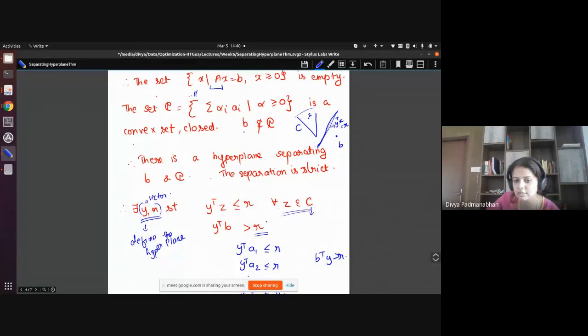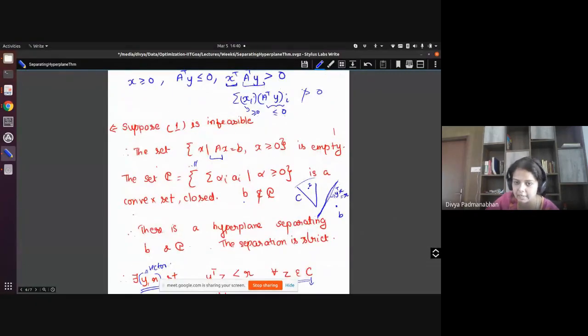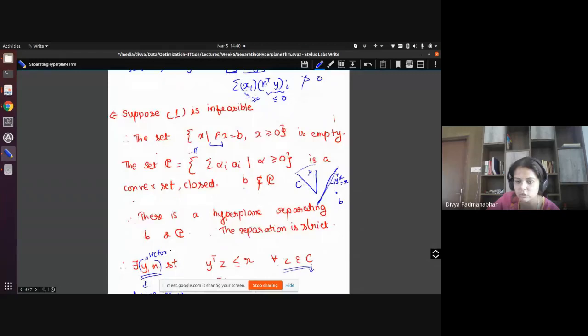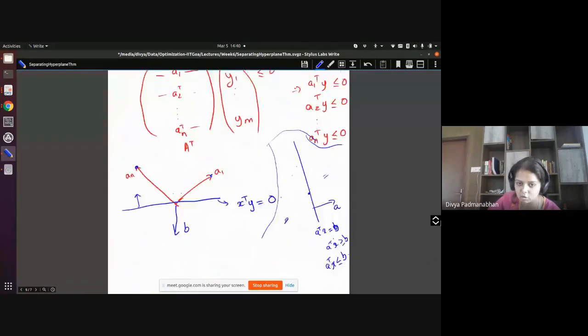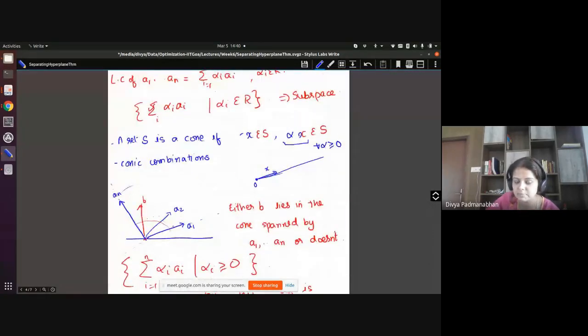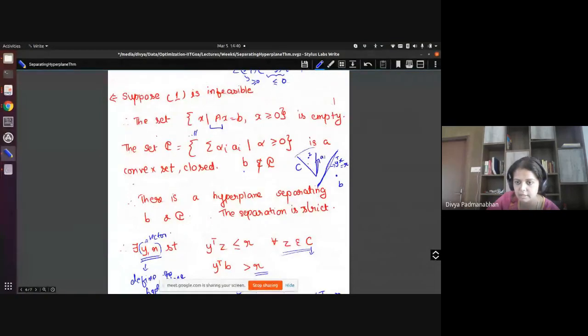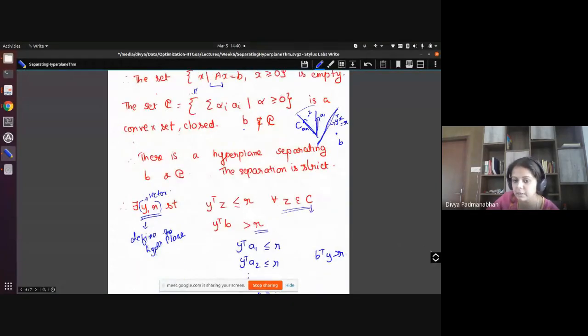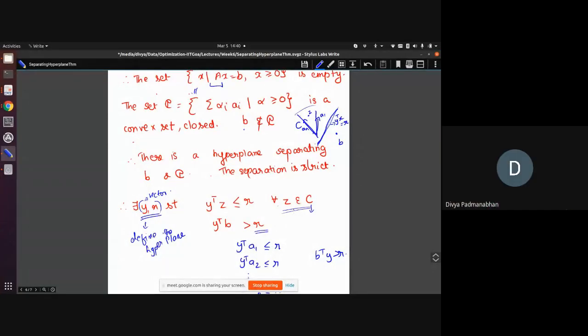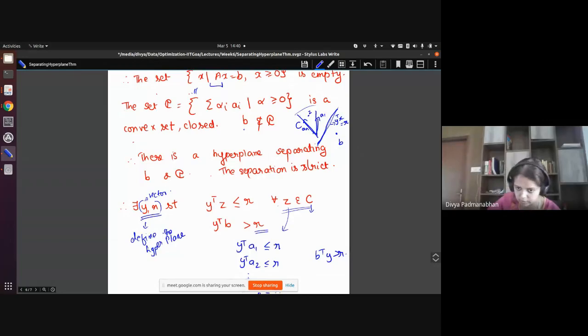In particular, all these vectors a1 to an belong to this cone. That's the cone we started off with, remember? This was a cone spanned by a1 to an, and that's exactly this cone. So all these are part of the cone. So you have in particular that y transpose a1 is less than or equal to r. I'm just substituting z equals a1 to an here. So that's what this is telling you.